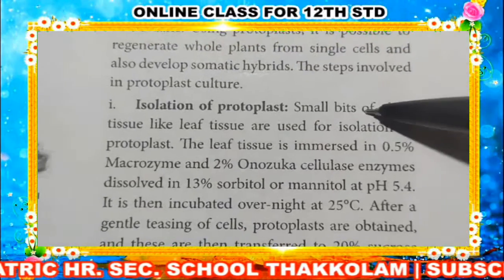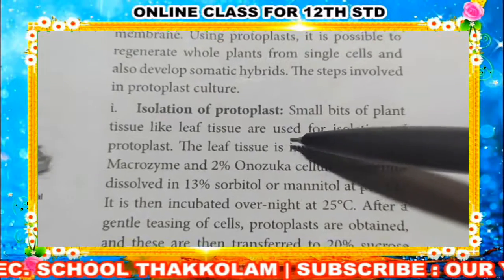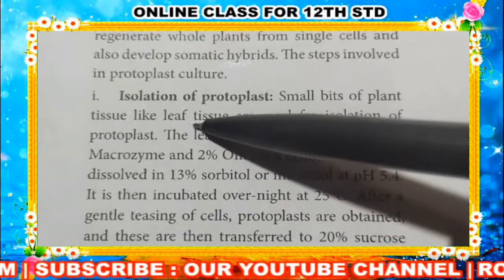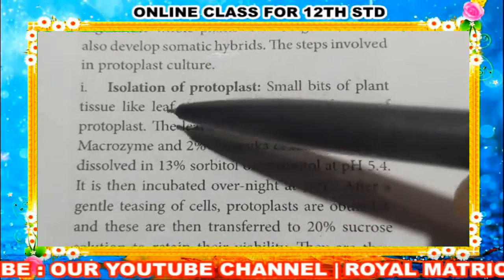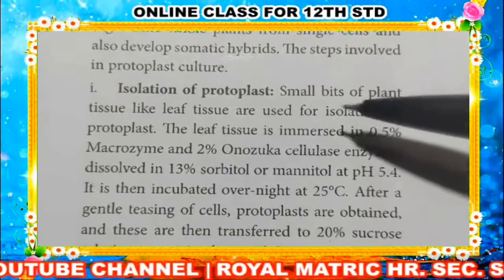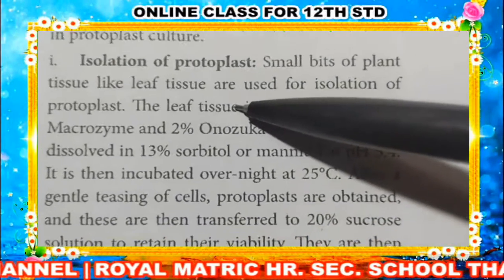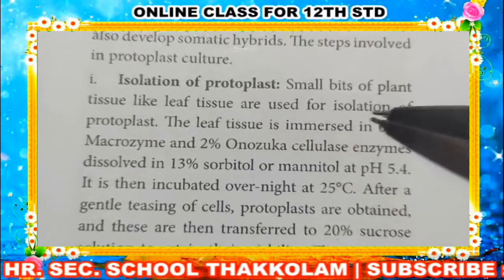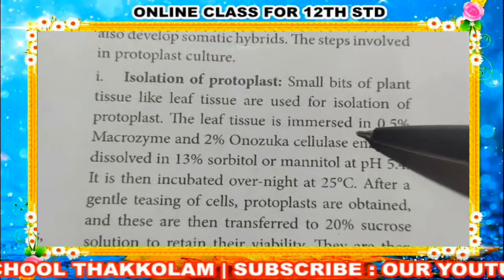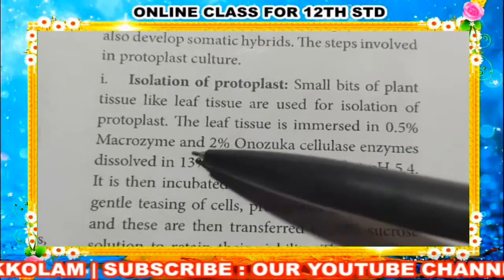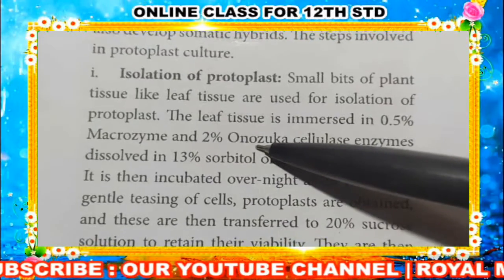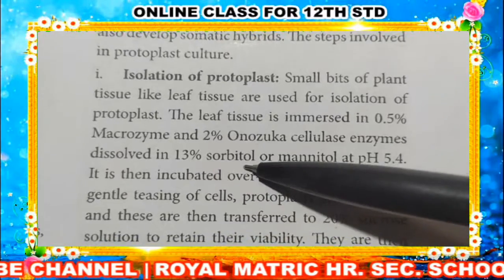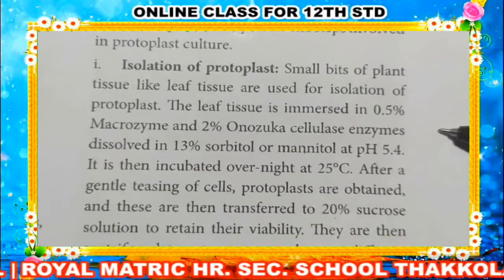Some small bits of plant tissue, like leaf tissue, are used for the isolation. They are removed and cleaned, then immersed, that is dipped, in 0.5 microzyme and 2% Onozuka cellulase enzyme, dissolved in 30% sorbitol or mannitol at a pH of 5.4.